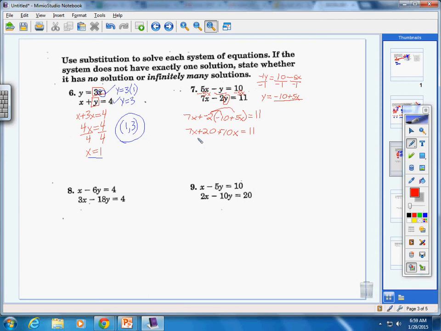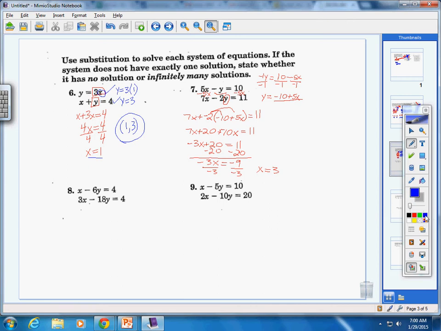And let's just continue simplifying. 7x plus negative 10x is a negative 3x when we combine our like terms. Plus 20 still equals 11. Let's subtract 20 from both sides. Oops. Sorry about that. That leaves us with negative 3x equals negative 9. Divide by negative 3. And you're left with x equals positive 3.